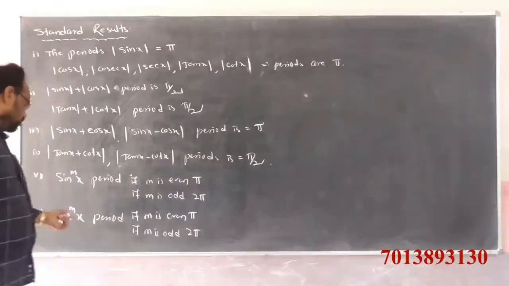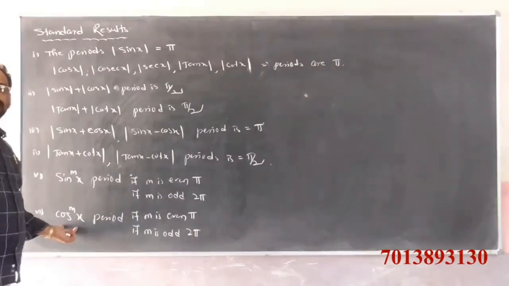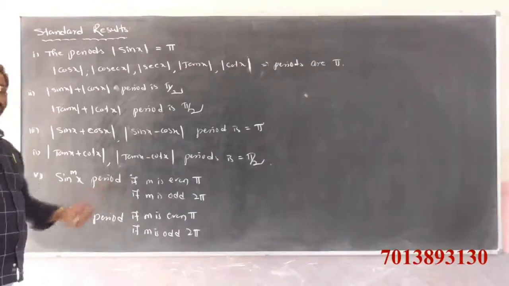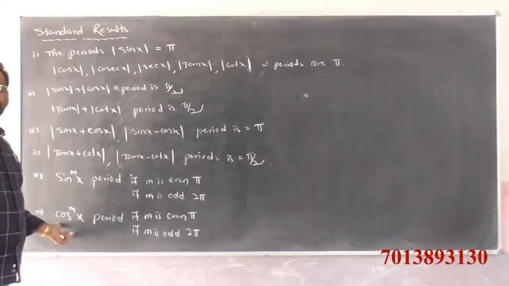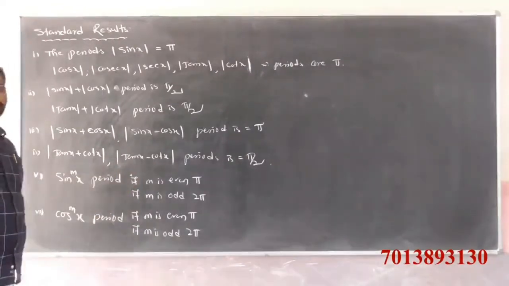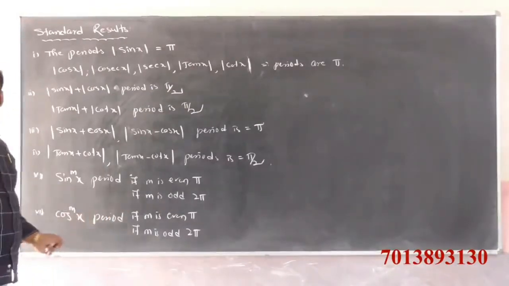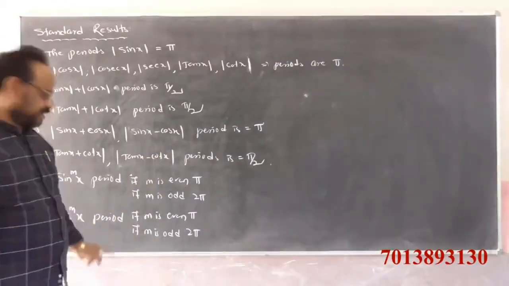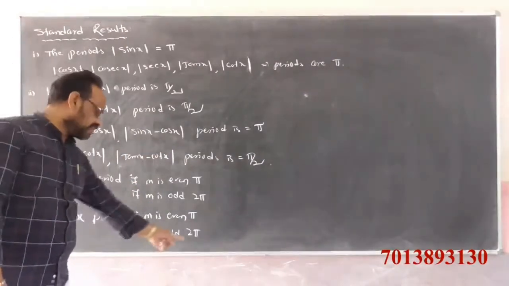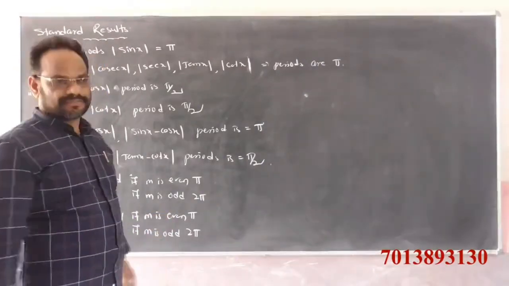So standard results. If m is even, cos square x period, how much? Clearly pi. Cos power 4x, pi. Cos power 8x, pi. Cos power 6x, pi. Cos power 10x, period is clearly pi. Cos x, 2 pi. Cos cube x, 2 pi. Cos power 5x, 2 pi. Cos power 7x, period is also 2 pi. So if m is odd, then the period is clearly 2 pi. If m is even, then period is pi.